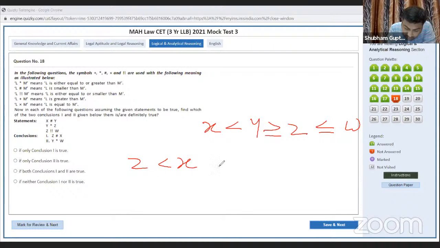No. Y star W: Y is either greater than or equal to W. So I cannot say any of these. So neither would be my answer.